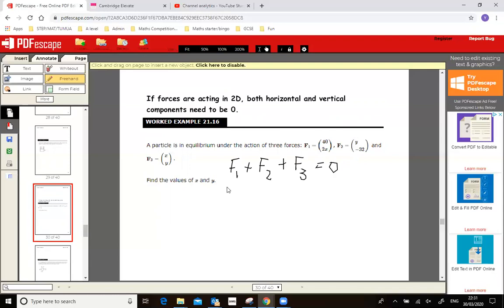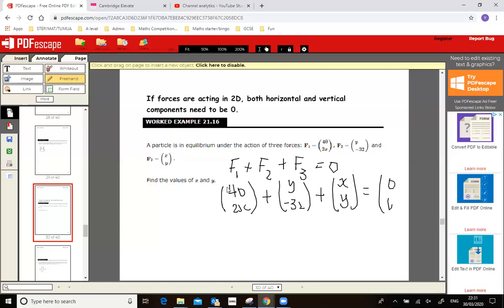And now let's use column vectors. So F1 is (40, 2x), F2 is (y, -32), plus F3, and that is (x, y), equal to 0, again in vector form, so it's (0, 0). So if you look at the top line, that would be the forces in the horizontal direction, and the second line would be the forces in the vertical direction.